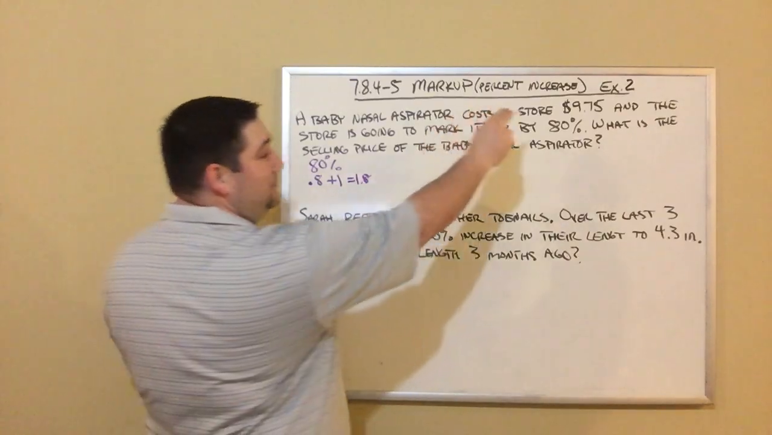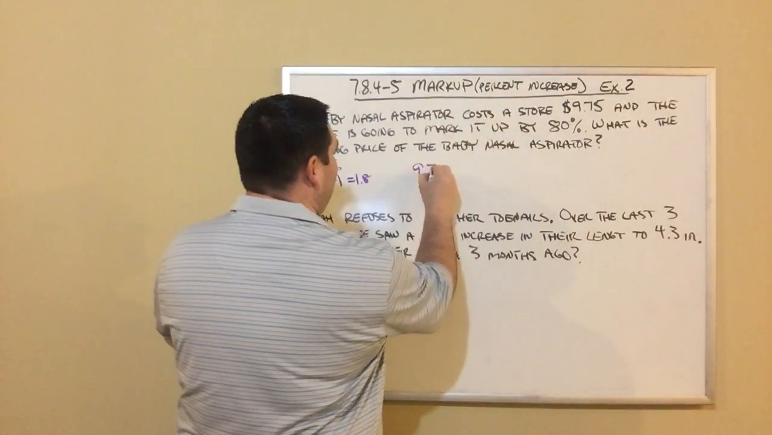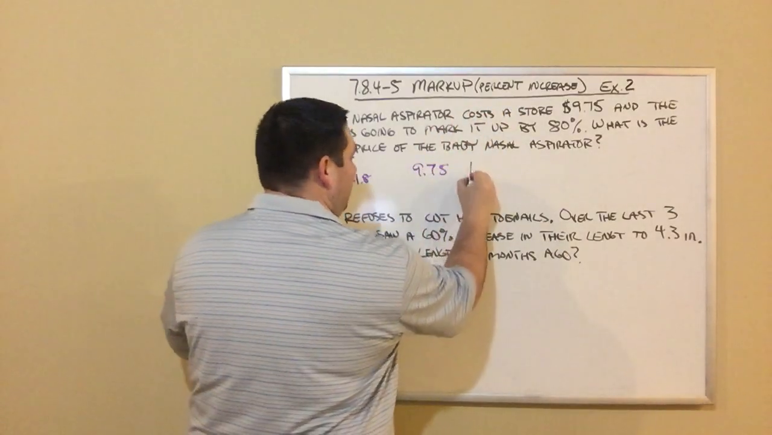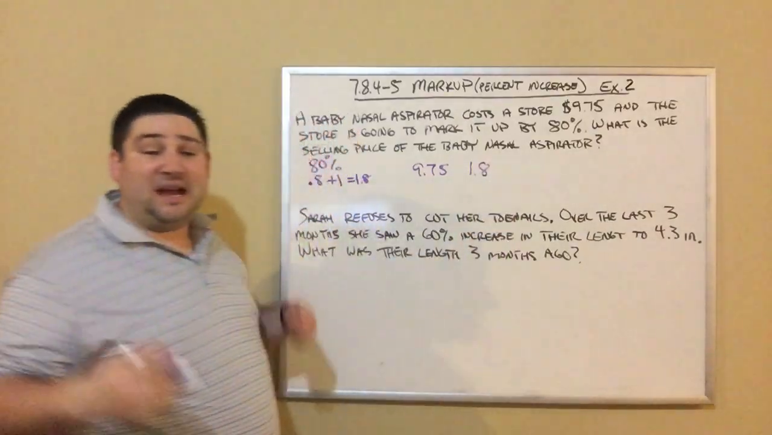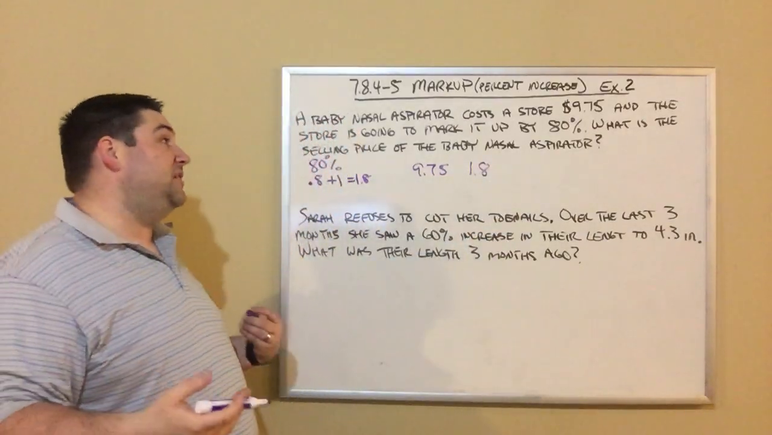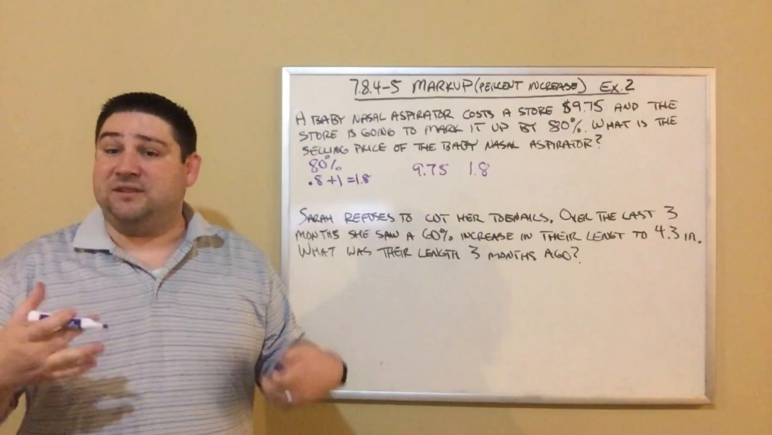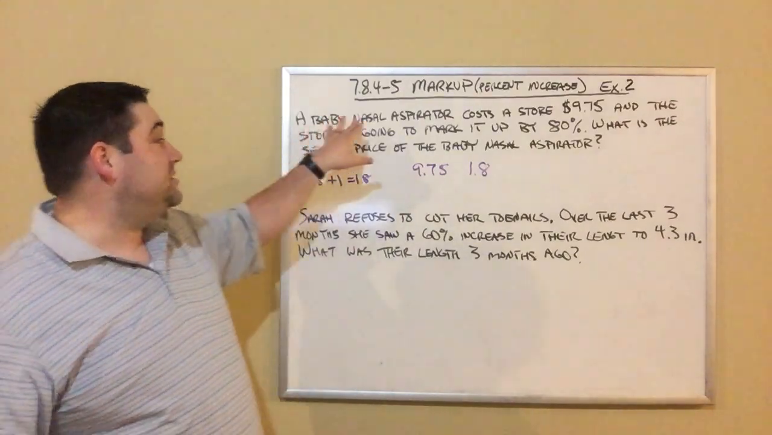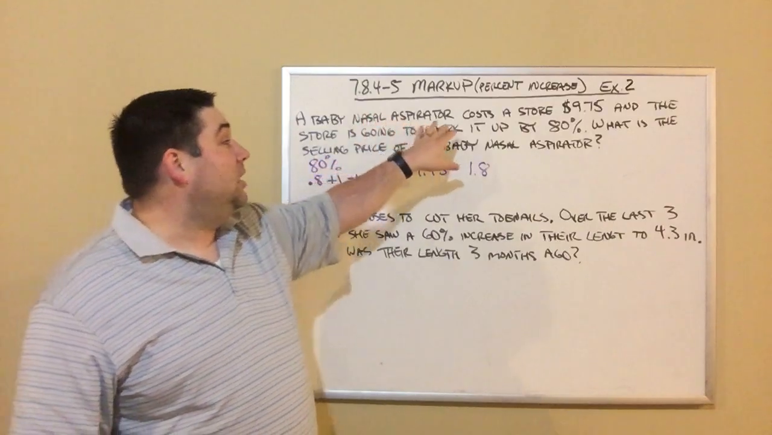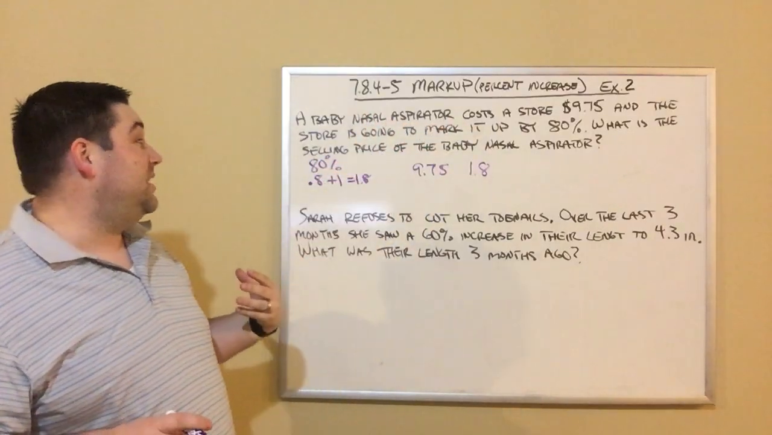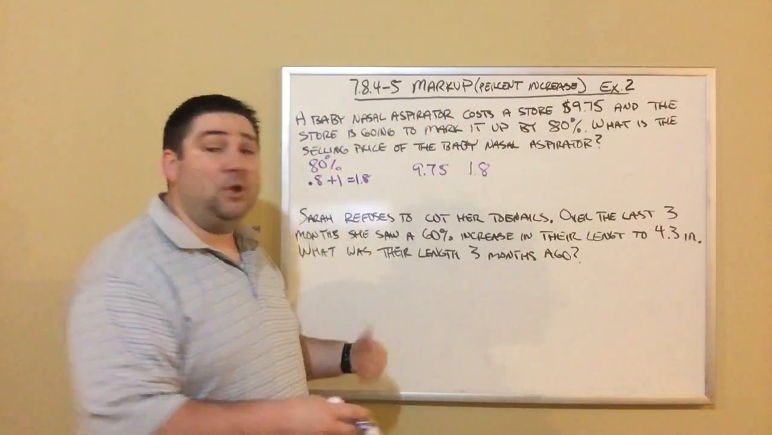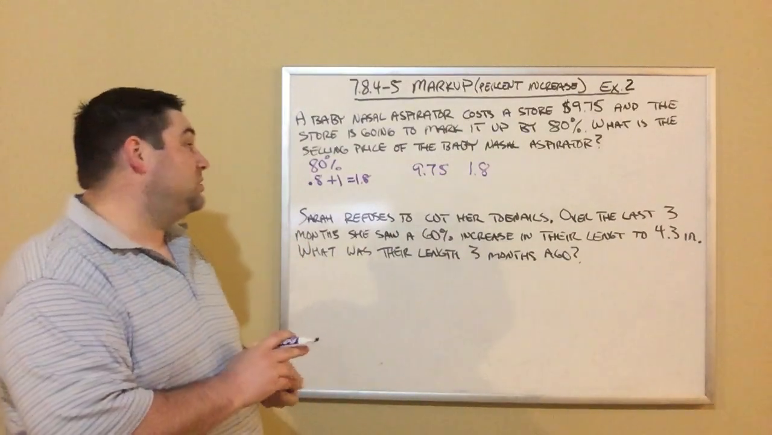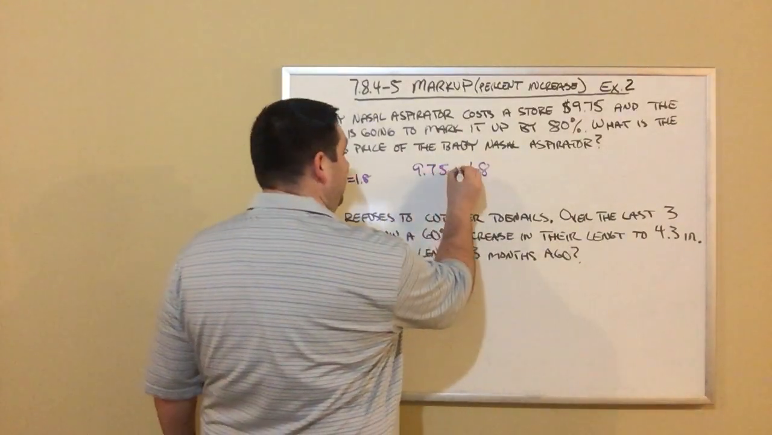So now I take the price. It costs the store $9.75, and I take the 1.8 here, and I have to decide, do I multiply or divide? Am I doing the markup? If so, I multiply. If the markup has already happened, I divide. So I look at this question. The baby nasal aspirator cost the store $9.75, and the store is going to mark it up. So we're going to do the markup, so we're going to multiply.